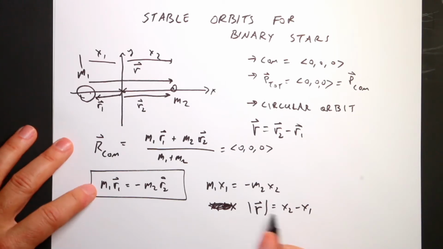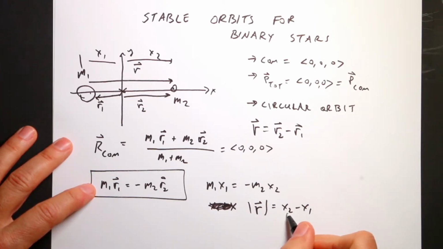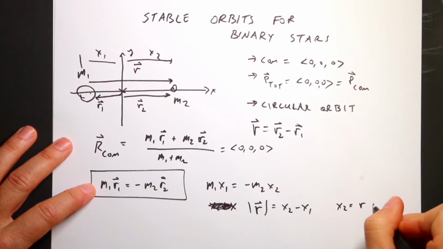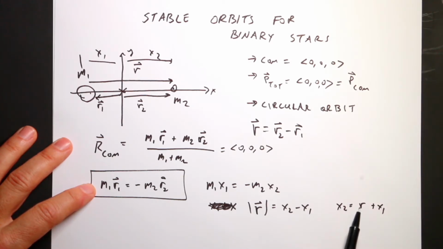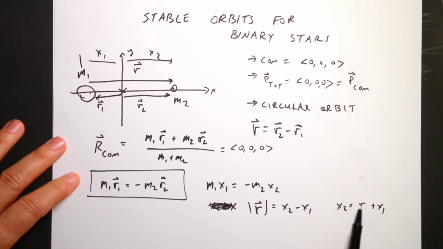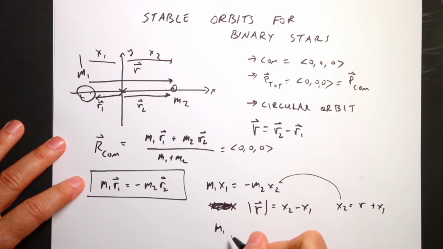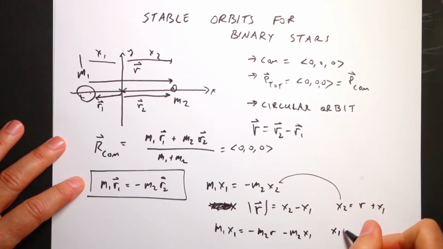So if I use this with this, let's solve this for x2. So x2 equals r plus x1. And I'm just calling r the magnitude of the distance between those two, and I dropped off the magnitude notation. Now if I plug that in over here, I get m1 x1 equals negative m2 r minus m2 x1. So if I add this term to both sides, I get x1 times m1 plus m2 equals negative m2 r.